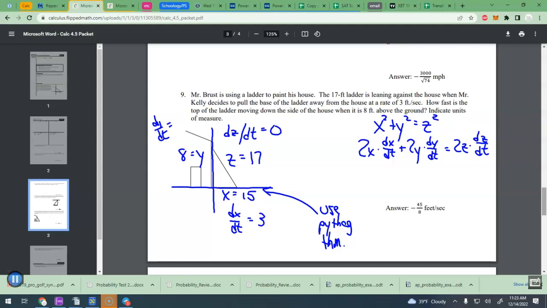Yes. And then you do the math and you get a negative number. Which makes sense because the rope is getting closer. Because I did c squared minus y squared. It says the rope.